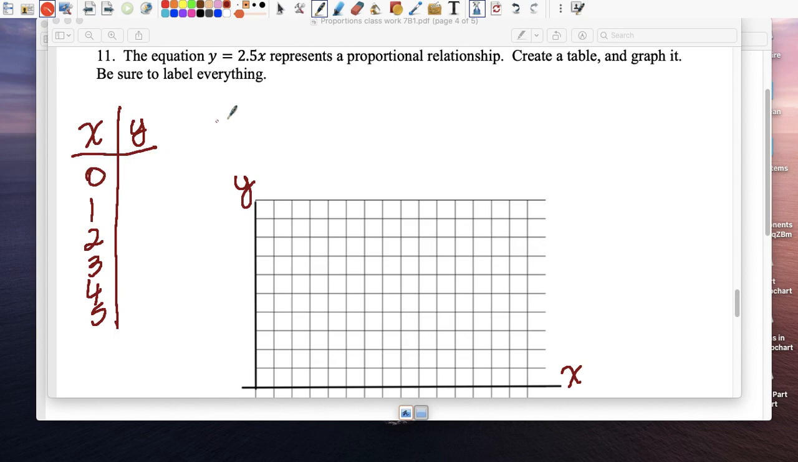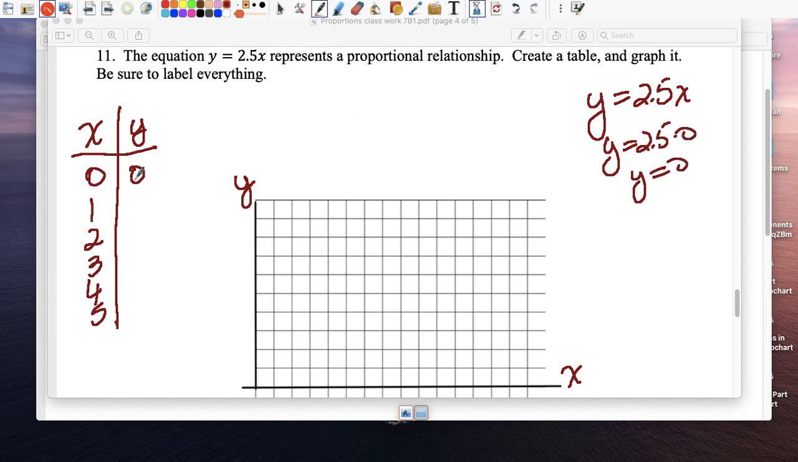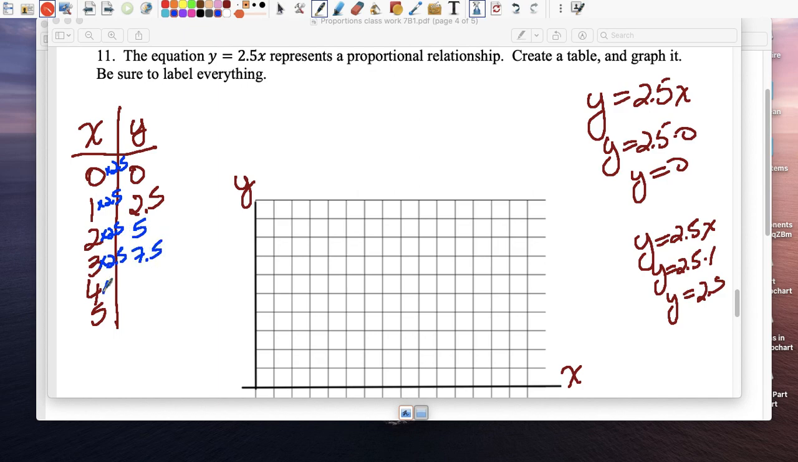So if I use the equation y equals 2.5x, I'm multiplying every x value by 2.5. So 2.5 times 0, y is going to be 0. When x equals 1, y equals 2.5 times 1, y equals 2.5. And then times 2.5 again gives me 5, times 2.5 is going to give me 7.5, times 2.5 is going to give me 10, and then times 2.5 is going to give me 12.5. So there, I have enough points to create a graph.